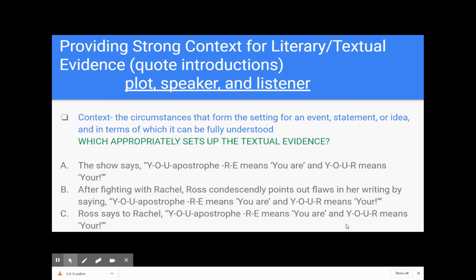I don't know who they're saying it to, so on and so on. B, after fighting with Rachel, Ross condescendingly points out flaws in her writing by saying, "Y-O-U apostrophe R-E means you are, and Y-O-U-R means you are."